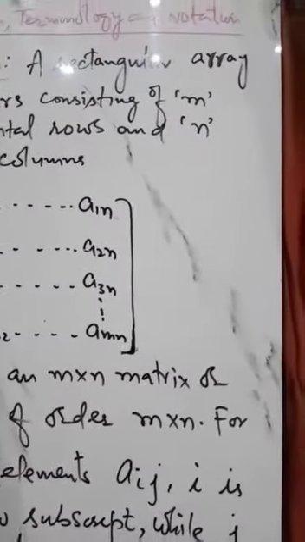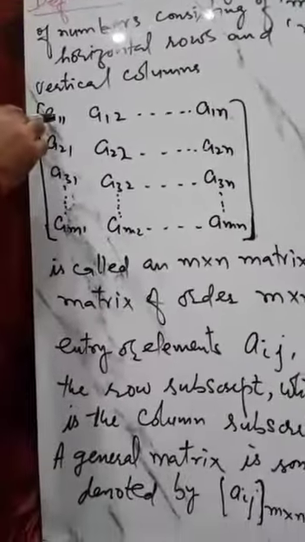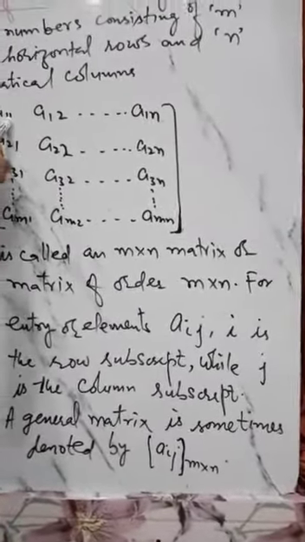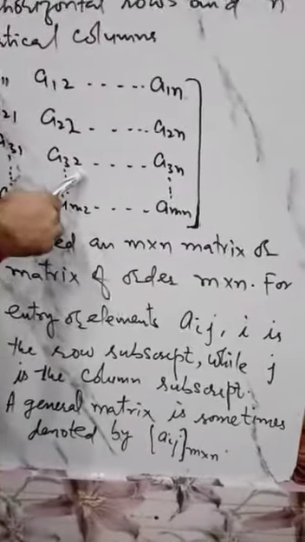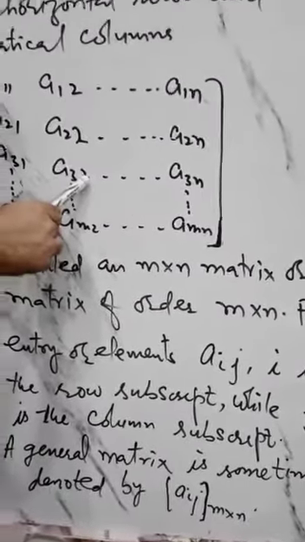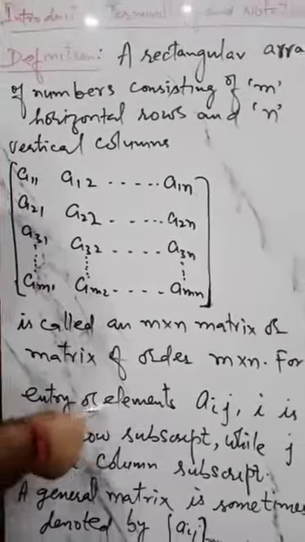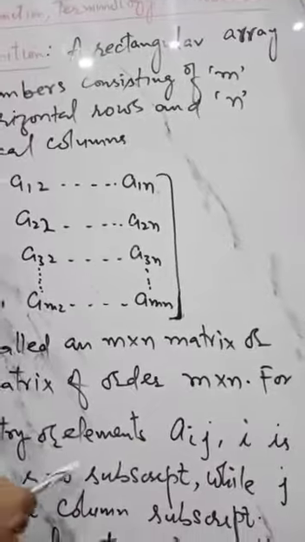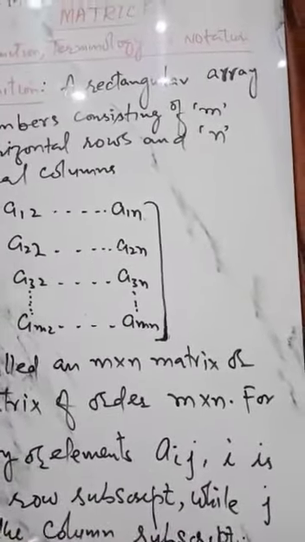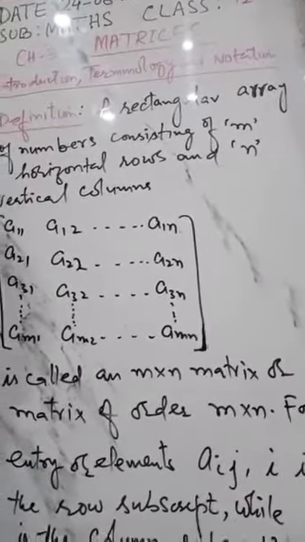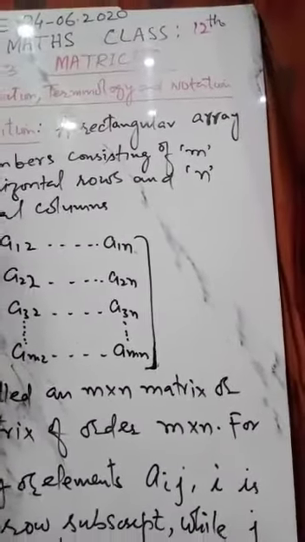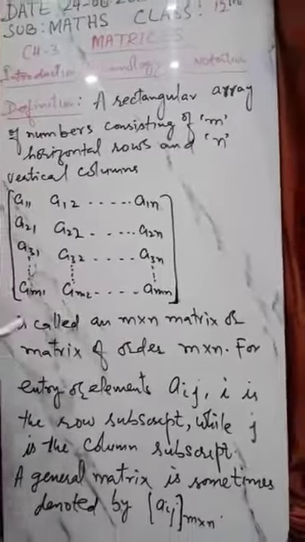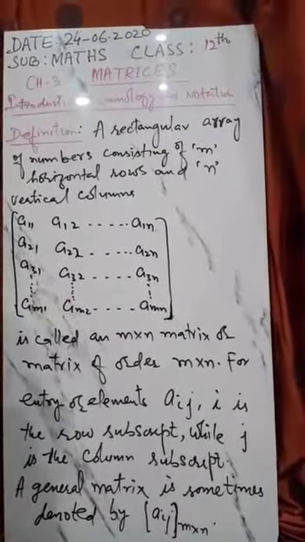For entries or elements, you see that A11 is nothing but row number 1 and column number 1. What is A32? That is row number 3 and column number 2. That is the entry or element Aij. I is the row subscript while J is the column subscript. A general matrix is sometimes denoted by Aij m into n. So let us understand with the help of a simple example.